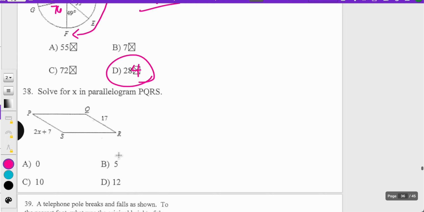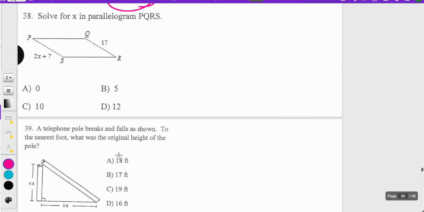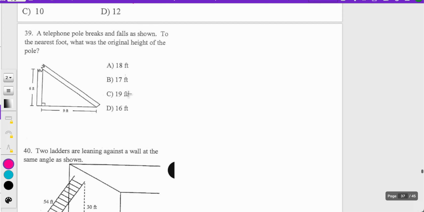Okay, number 38, solve for x in the parallelogram PQRS. These should be equal since they're a parallelogram, so 2x plus 7 is equal to 17, so that means x has to be 5.